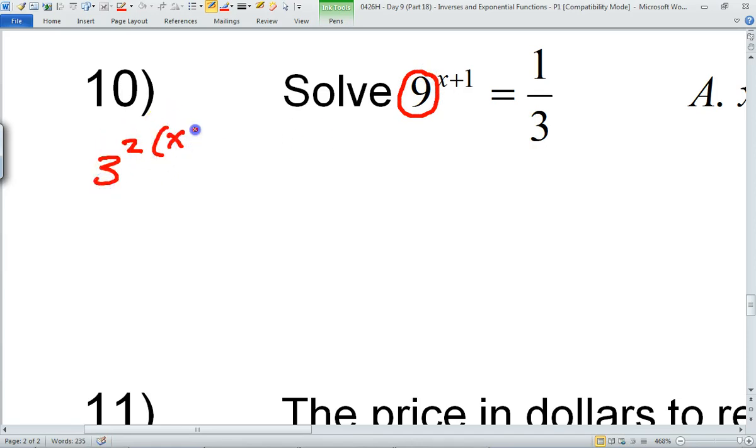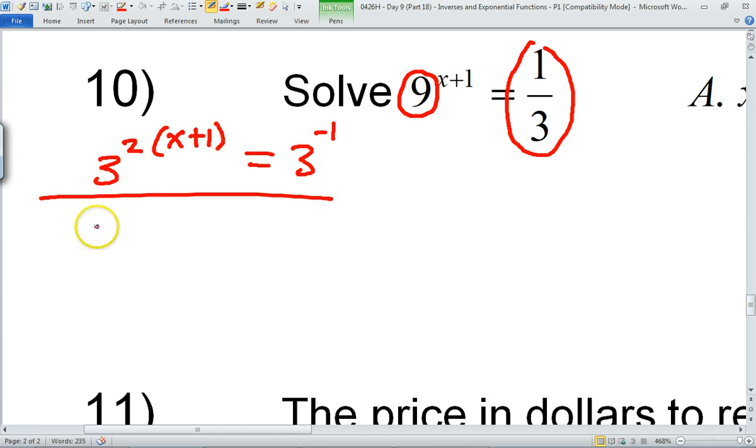Of course, I still have the x plus 1 to deal with. Now, how can I write 1/3 as a base 3? I can write 1/3 as 3 to the negative 1 power. That means, by logic, the 2 times x plus 1 should equal the negative 1. I'm going to go ahead and do the distributive property, though. So I'm going to write 2x plus 2 should equal negative 1. And then solve from there.